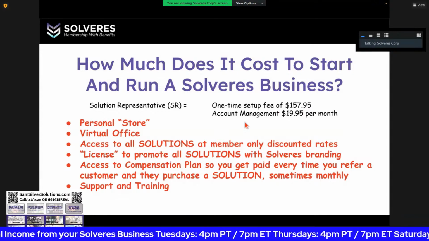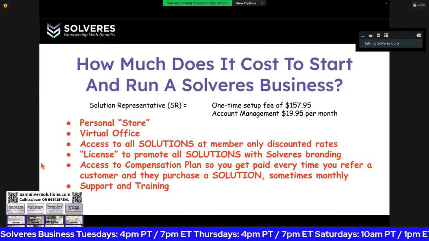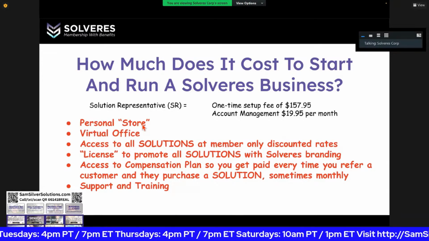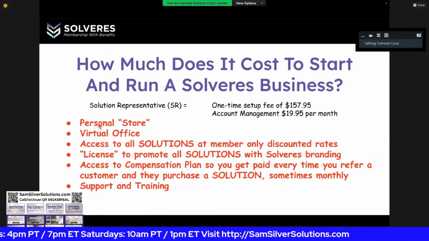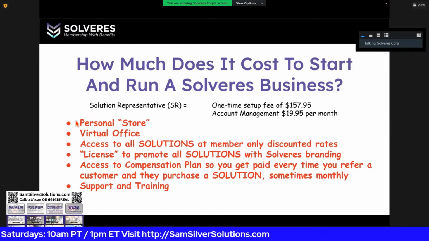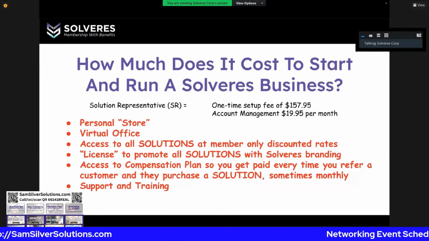And then there's an account management fee, which is $19.95 per month. Here's what you get in your business. You'll get a personal store. So all the expense and cost and effort to put together all the websites, you'll have all of that. All the solutions have their own landing pages, and you can send them to your own unique landing page.